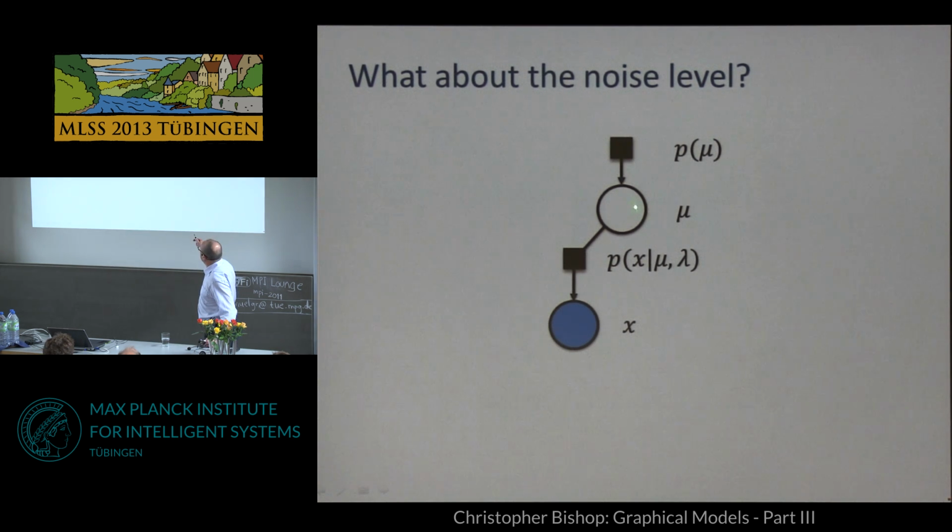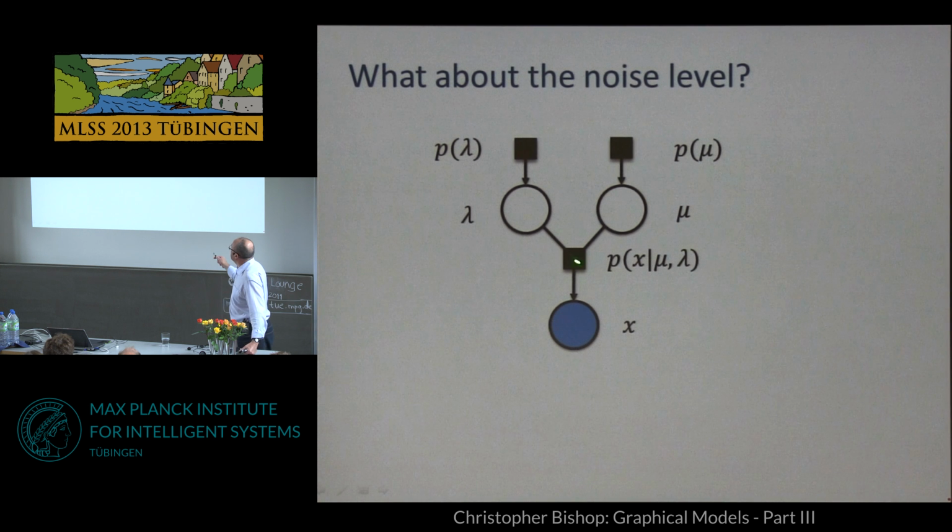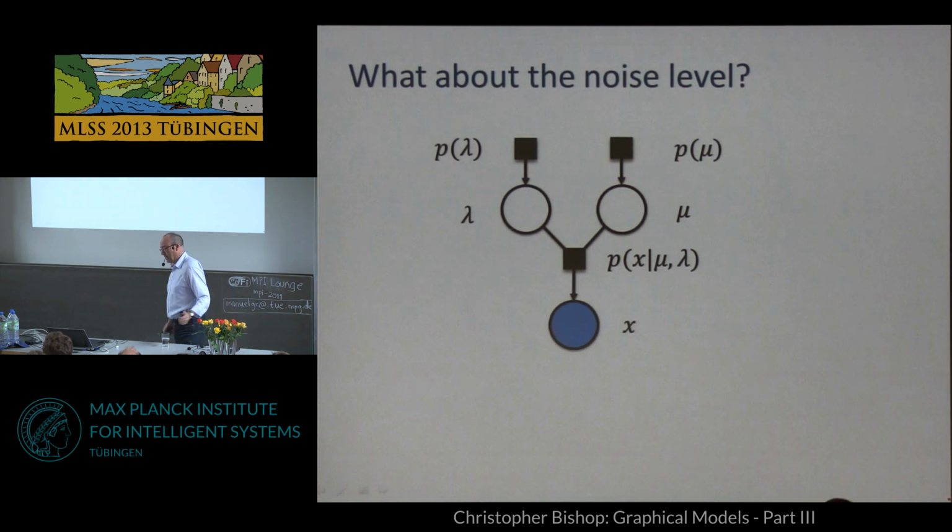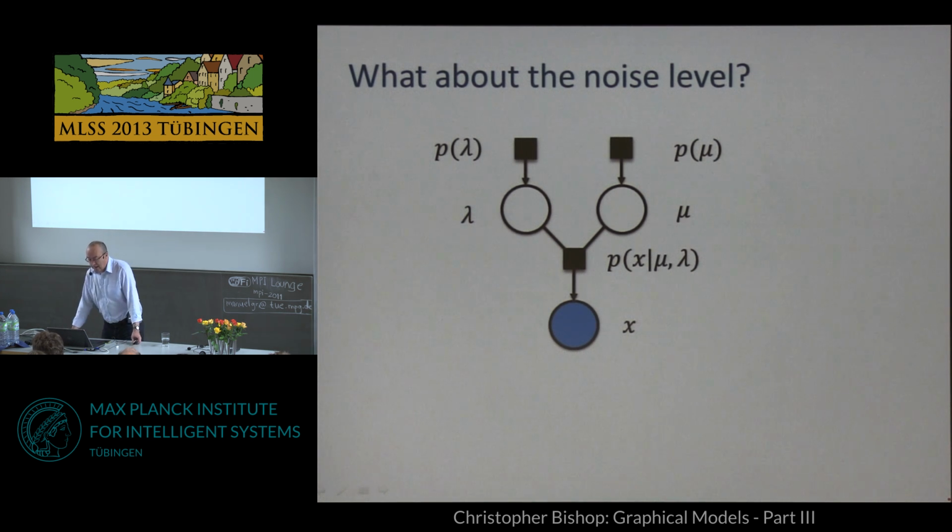I don't know mu, so I have a Gaussian distribution over mu, the position of the hand, but I also don't know the variance. So I'll put a probability distribution over the variance, and so the variance becomes a random variable described by a node in the graph, and it has some distribution. And so the prediction model for X is a Gaussian whose mean is given by the value of mu and whose precision is given by the value of lambda. And now I can learn mu and lambda.